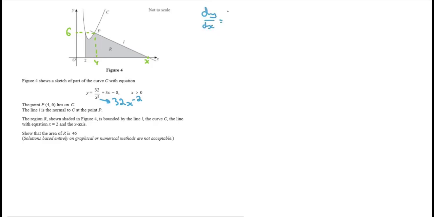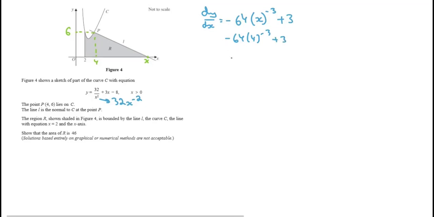So dy over dx is going to give us, so remembering what we're doing this time, we're doing the differentiation, we're doing coefficient times power, so minus 64 x to the minus 3, and then the plus 3x just becomes plus 3. If this is an expression for the gradient, we now want it at this specific point P. We know the x-coordinate is 4, so if we just do minus 64 in brackets 4 to the minus 3 plus 3, in your calculator this first term comes out as minus 1, so minus 1 plus 3, which is going to give us a gradient at P of 2. And this will be the gradient of our tangent.